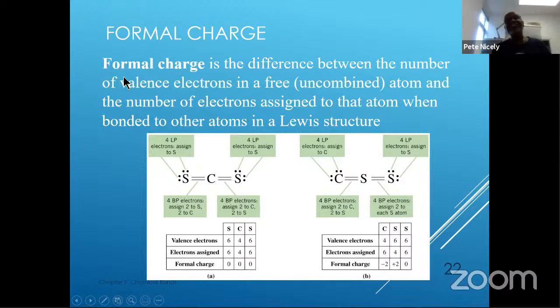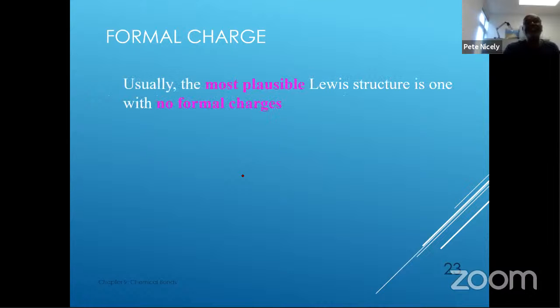The formal charge of an atom, I probably should have put there, is the difference between the number of valence electrons in a free uncombined atom and the number of electrons assigned to that atom when bonded to other atoms in a Lewis structure, all right? Now, to simplify this, I'm going to give you a formula that you can use to determine the formal charge of an atom. And the formula is simply, hold on, let me see here.